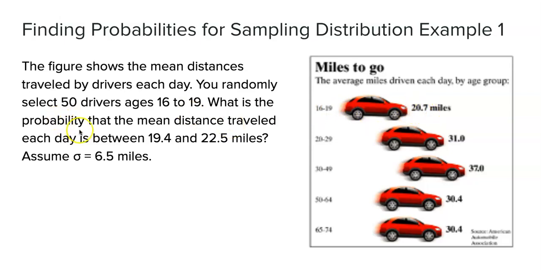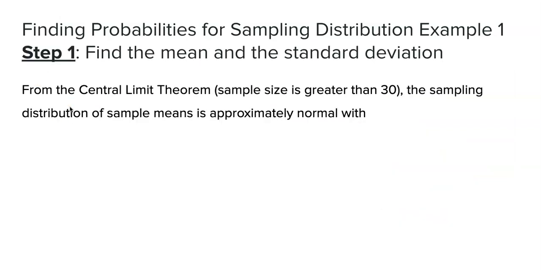What is the probability that the mean distance traveled each day is between 19.4 and 22.5 miles? Assume the standard deviation is 6.5 miles. Notice they randomly selected 50 drivers, right? So we know n is 50. Let's put all these together and solve this.